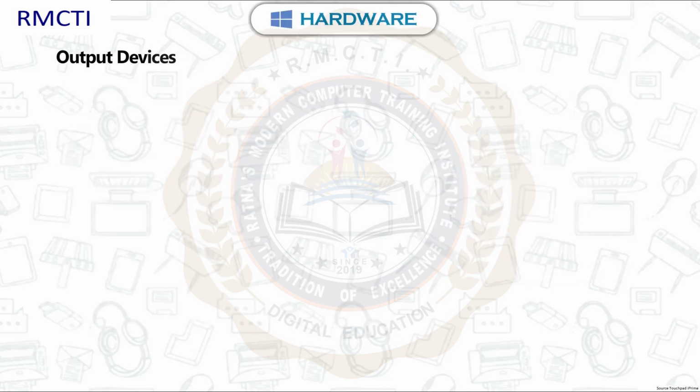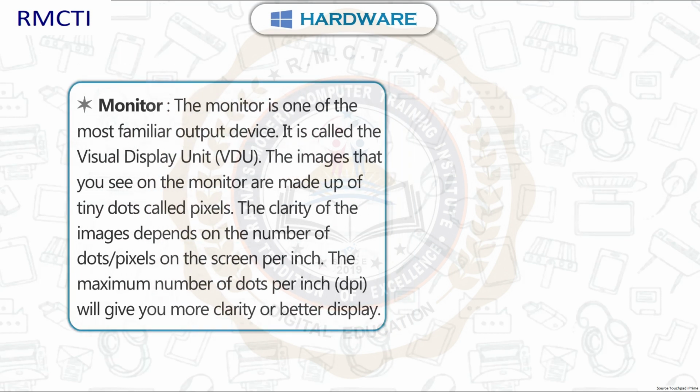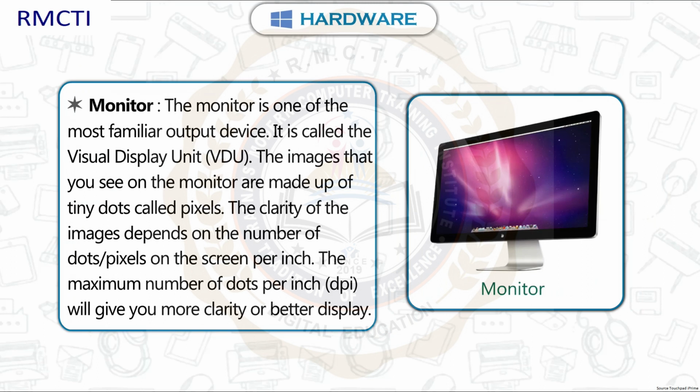Output devices. The output devices are used to display the information and result of computation to the user. Some of the output devices are monitor. The monitor is one of the most familiar output device. It is called the Visual Display Unit, VDU.